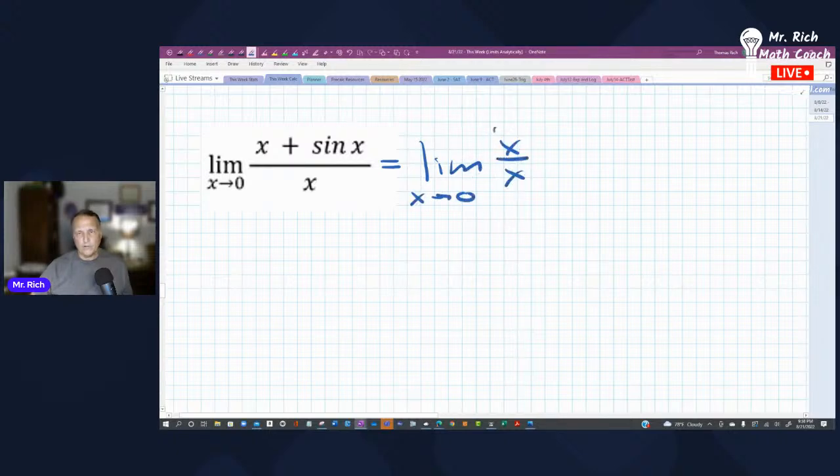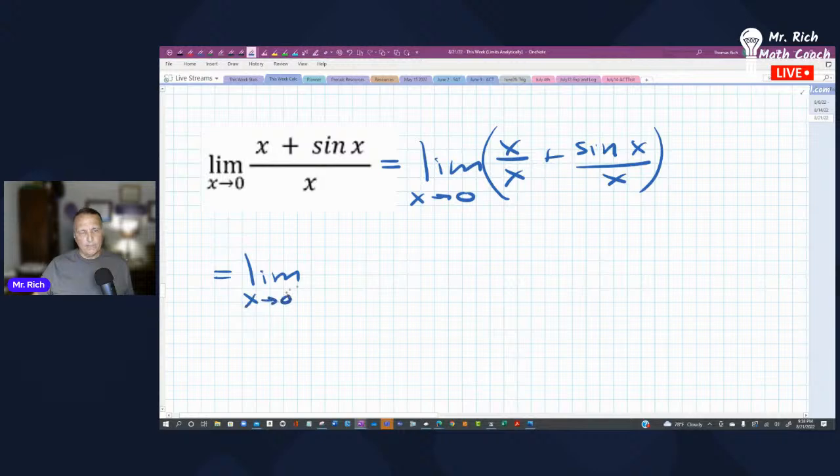Right? So I definitely can take the limit as x goes to 0 of x over x plus sine x over x, just splitting that one fraction into 2 fractions by the common denominator. All right, so let's just develop this step by step. The argument of my limit here, x over x is 1, and that's still sine x over x.